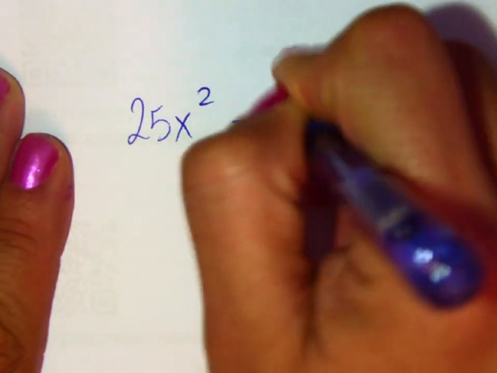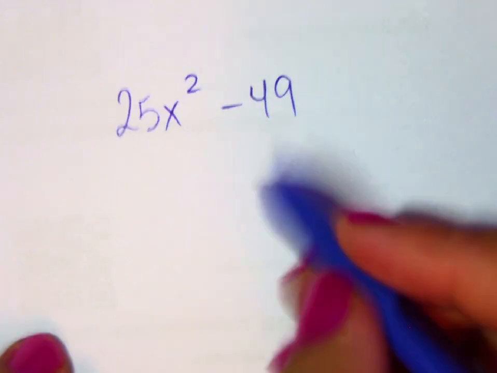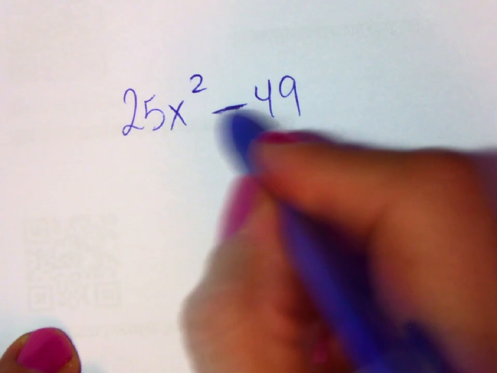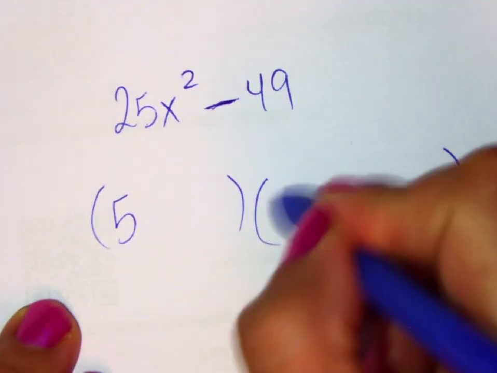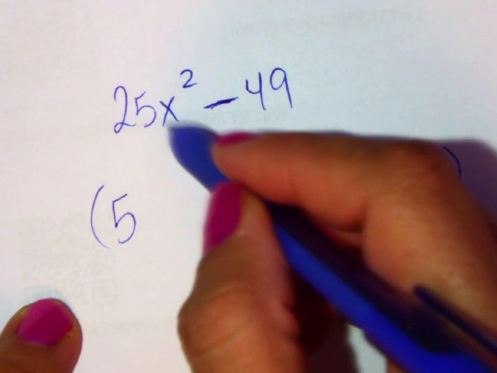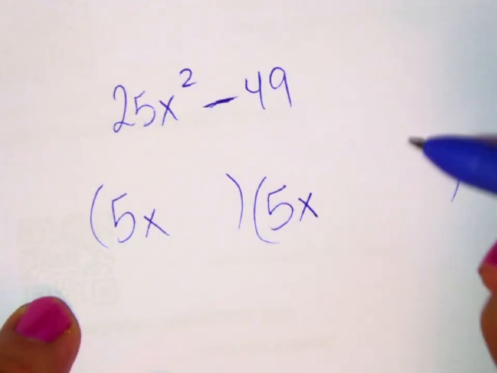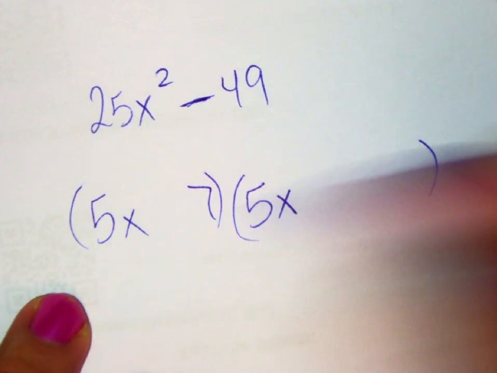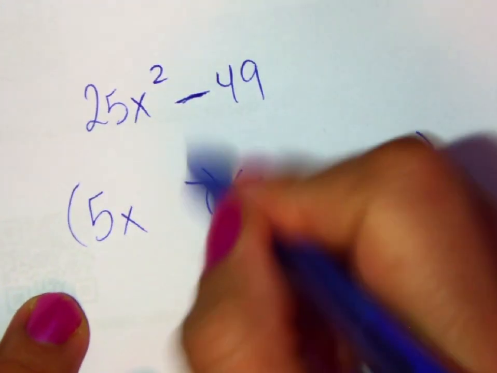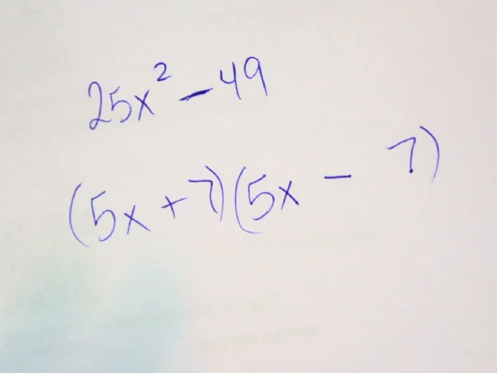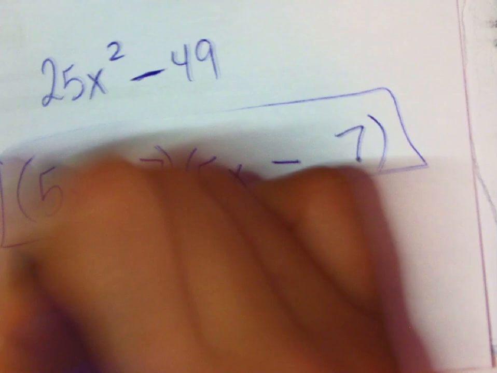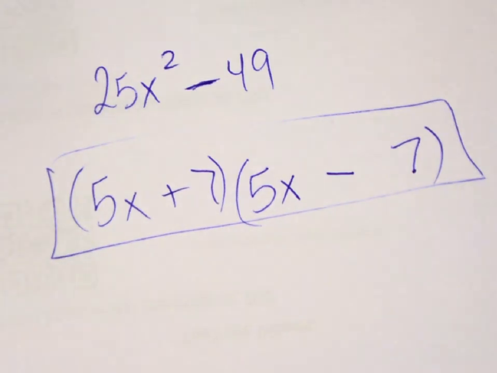Let's try another one. So let's try 25x squared minus 49. So on this one, you notice it's a minus, so that's difference. And then you notice that 5 times 5 is 25, but you have 25x squared, so now you need 5x and 5x. On this one, you have 49, so 7 times 7 is 49. And then again, because of the difference of squares, you will have that plus and minus. So this results in being the factors for that difference of squares.